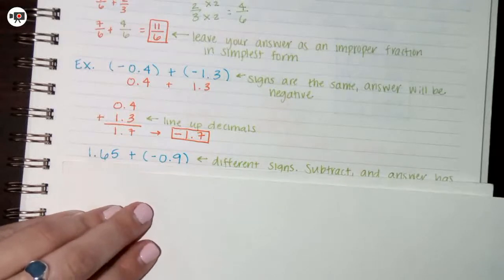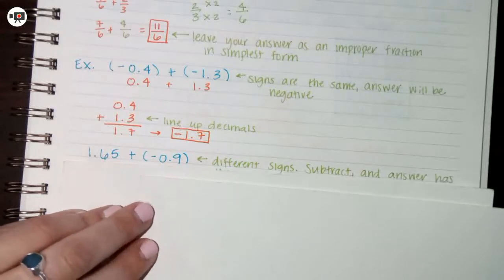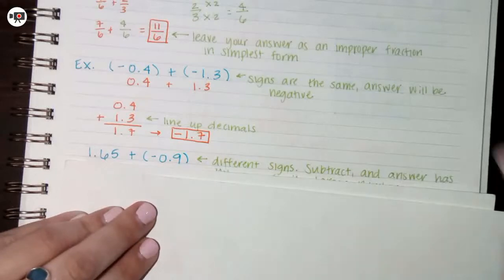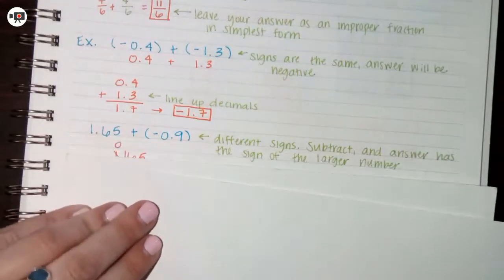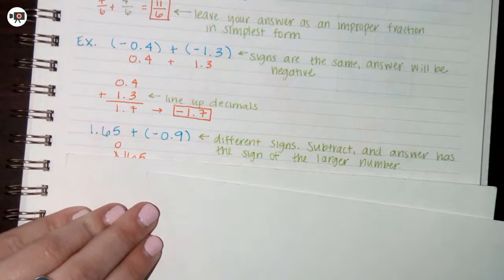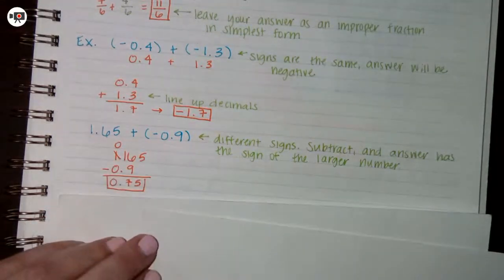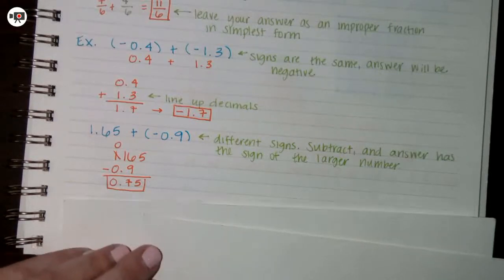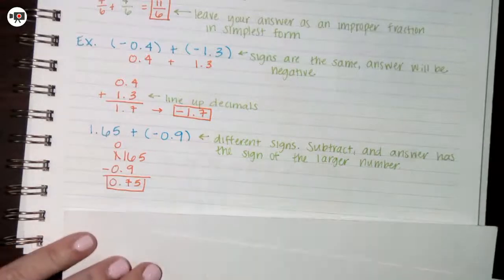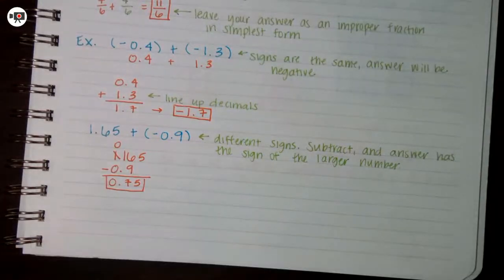1.65 plus 0.9 plus a negative 0.9, these have different signs. So I'm going to subtract, and my answer has the sign of the larger absolute value. So 1.65 minus 0.9 is 0.75. And that's my answer because it has the sign of the larger absolute value number.